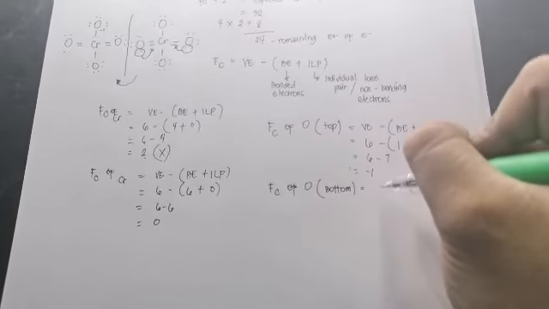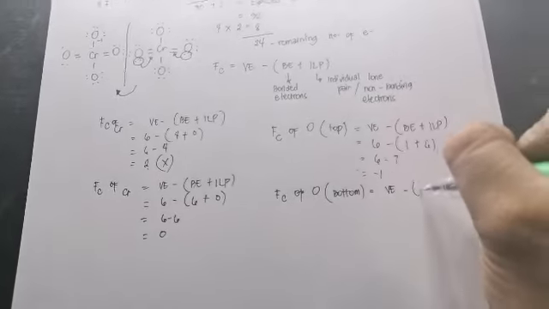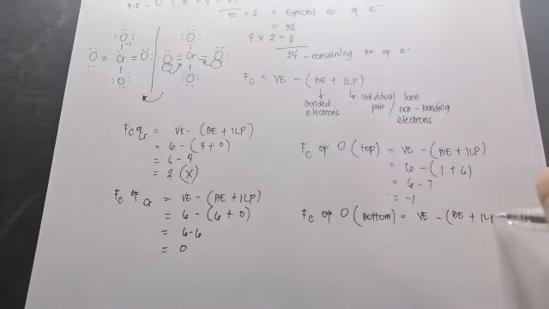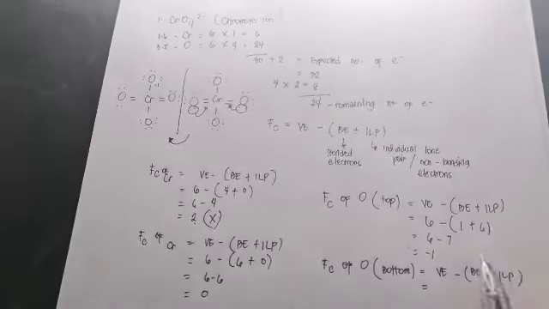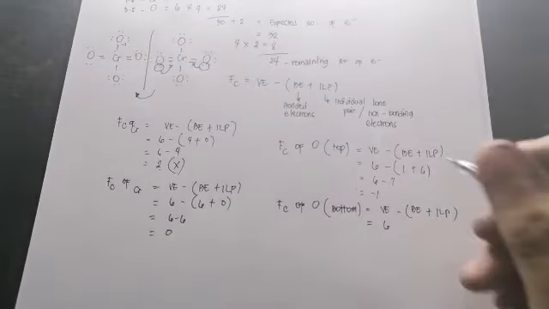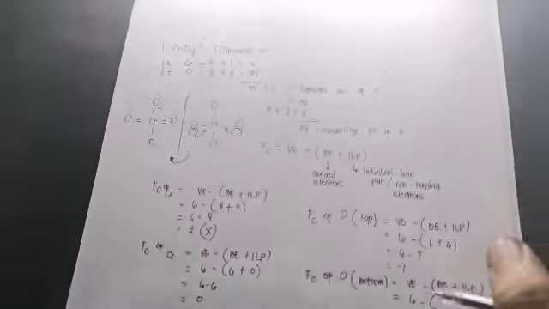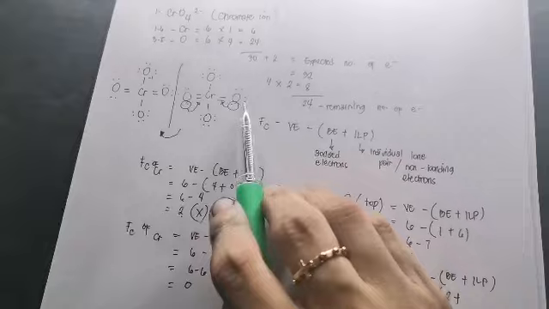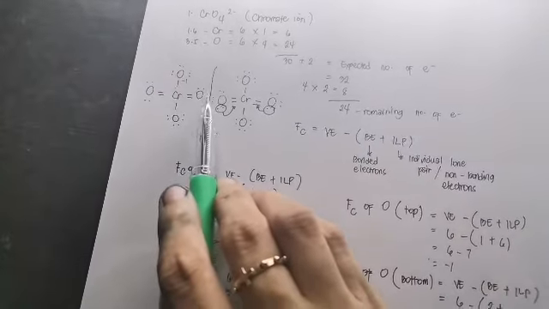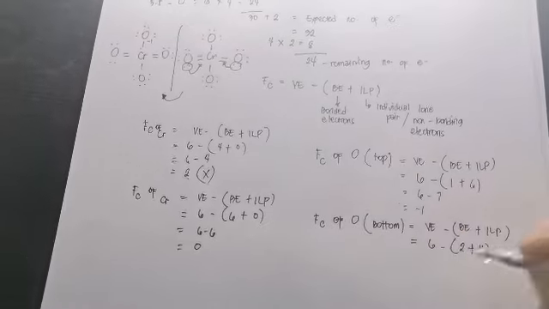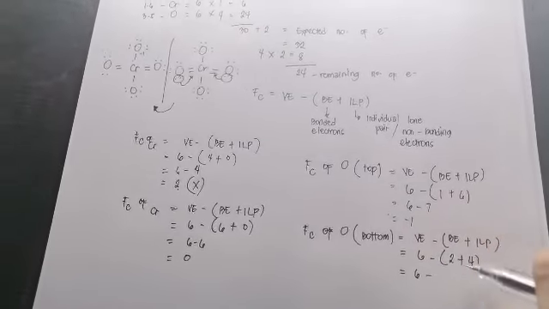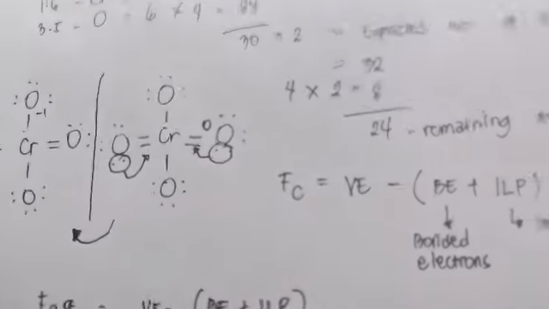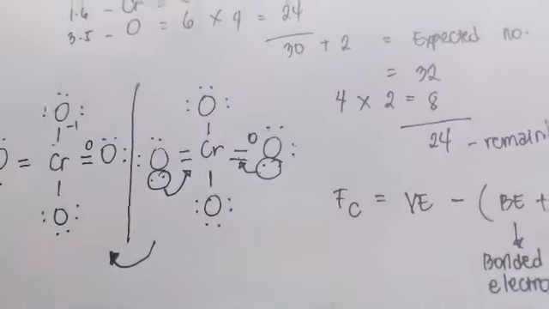Okay, so the same formula that you are going to use. We have valence electron minus the bonded electrons plus the individual lone pair. So what's the valence electron of oxygen again? Yes, it is 6. Minus the bonded electrons, you have 1, 2. You have 2. Plus the individual lone pair, 1, 2, 3, 4. Or here, 1, 2, 3, 4. So you have 6 minus 6. You have 0. So lalagyan mo dito ng 0. Very good. Or dito.